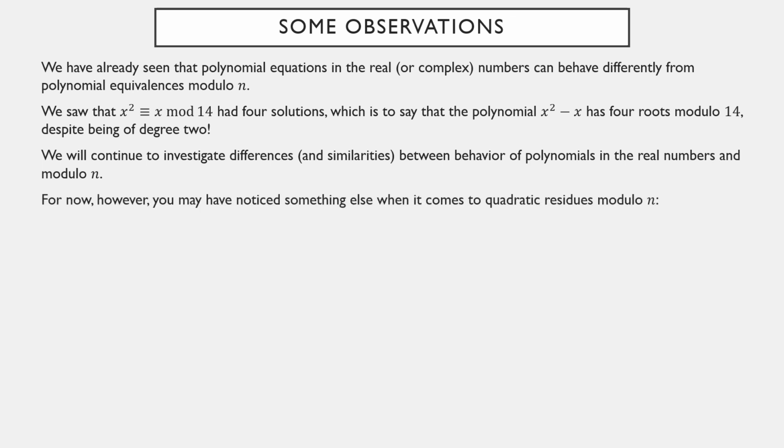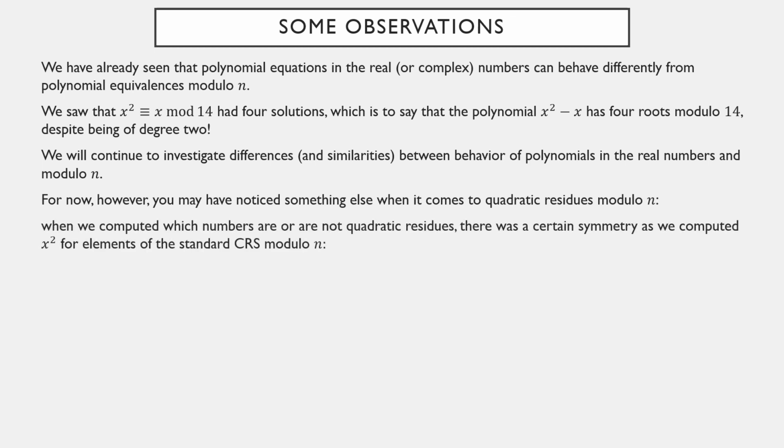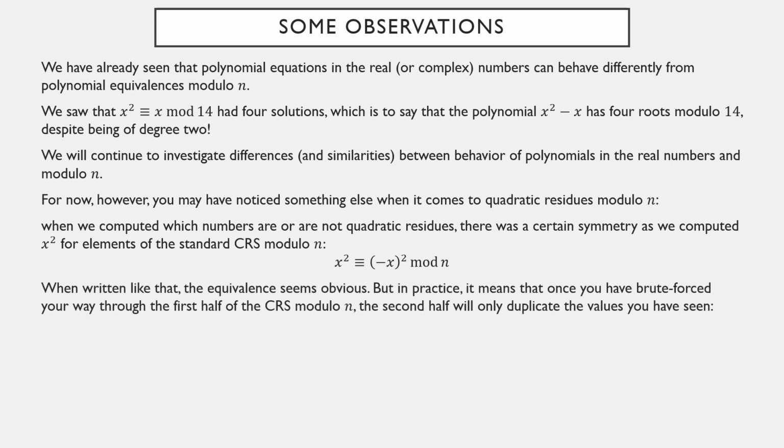For now, you may have noticed something else every time we've done this brute force computation. When we computed which numbers are or are not quadratic residues, we did it modulo 14 on the previous slide, and we did it modulo 7 a few slides back. There was a certain symmetry as you compute x squared. Basically, since x squared is the same thing as negative x squared as integers, and therefore they will be equivalent mod n, we end up with a nice symmetric arrangement of the quadratic residues mod n. So once you've brute forced your way through the first half of the complete residue system mod n, the second half will only duplicate what you've already seen.